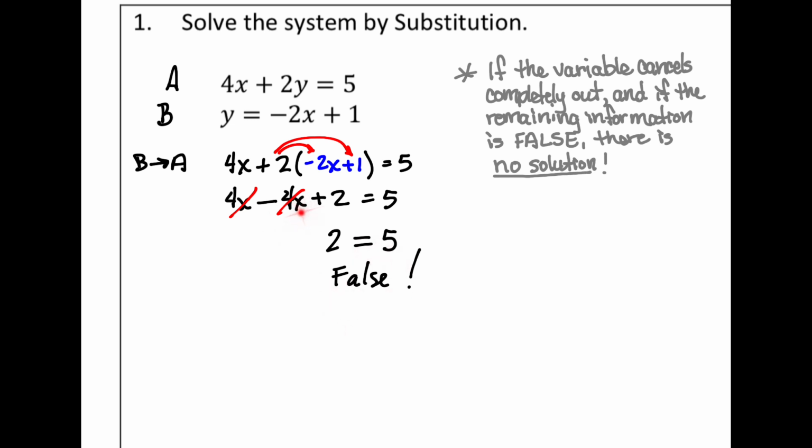So if I have no solution for x, then there's no way I'm going to get a solution for y. I don't have a value to plug in for x to compute and see what y is. So you don't continue. You're done. As soon as you get something false, you can stop. So that means for the entire system, there is no solution.